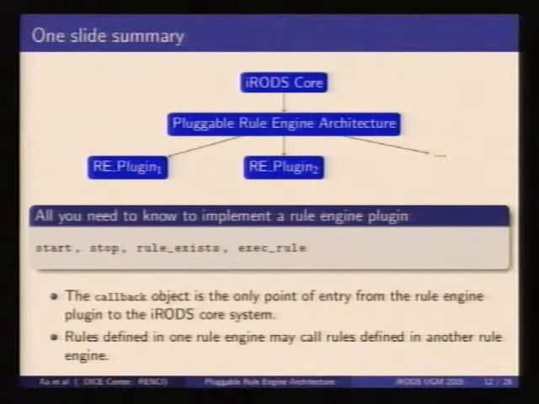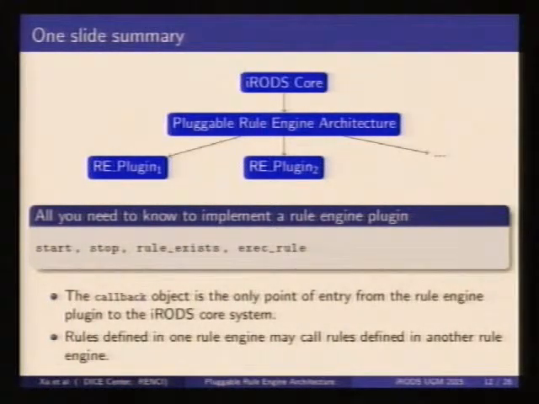So it's very simple. And the second block here says all you need to know to implement a rule engine plugin. The only thing you need to know is you need to implement these 4 very simple functions: start, stop, rule exists, that tells the iRODS core whether a rule exists or not, and exec rule. So basically, the iRODS core says exec rule, then it executes the rule. So that's very simple, right?